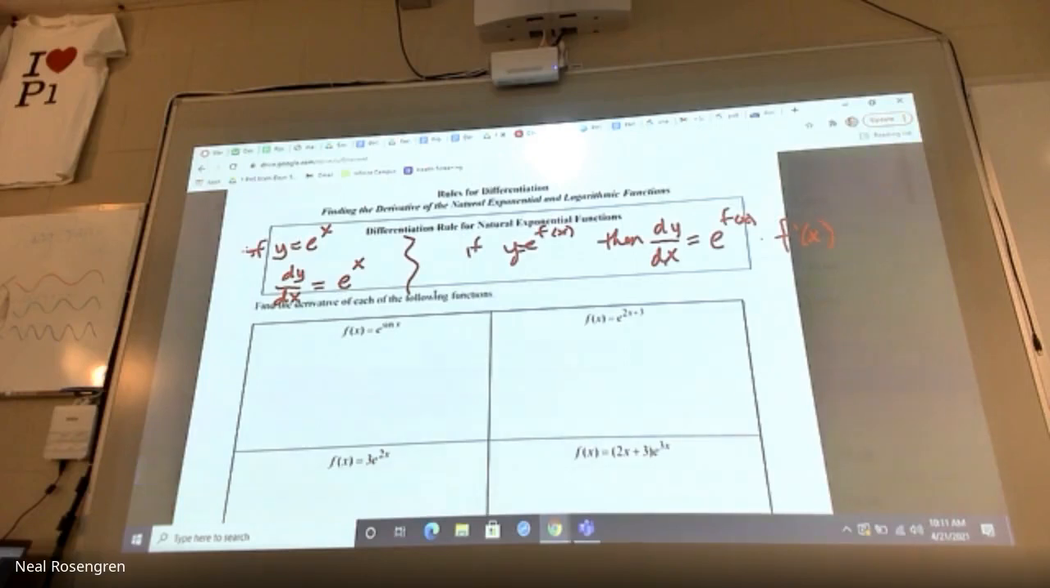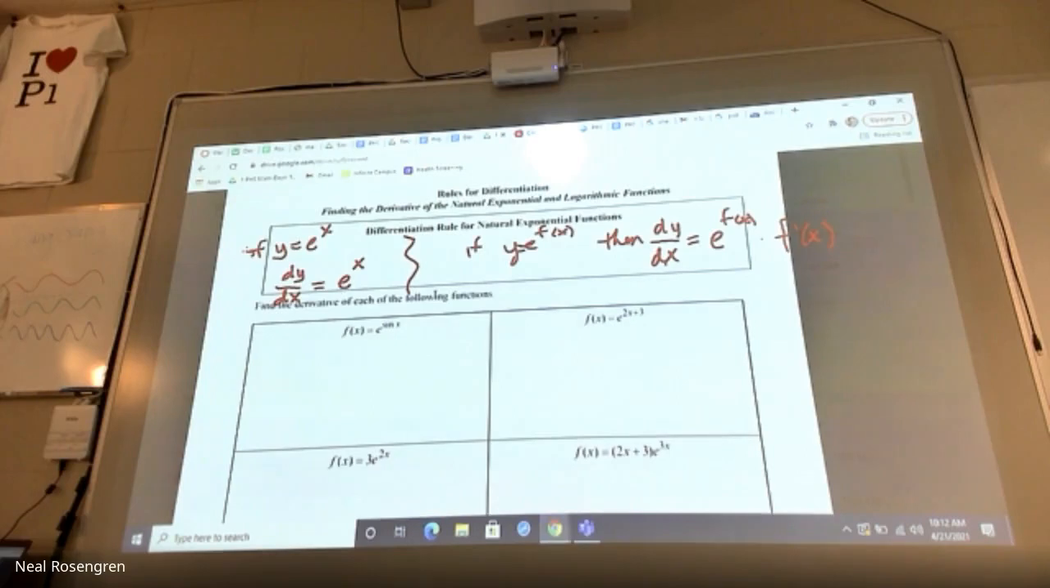So e to the sine of x times cosine, or e to the 2x plus 3 times 2, and then we just reorder things. But I think we get to the fourth one with the product rule, 2x plus 3 times e to the 3x. So sometimes, as you're working through it, it's not the whole thing. Sometimes it's part of the product rule. But I have a base of e, and that makes it a little bit easier to work through.